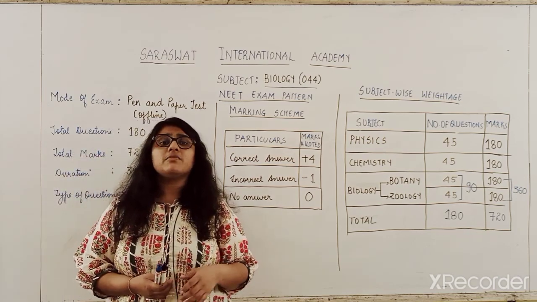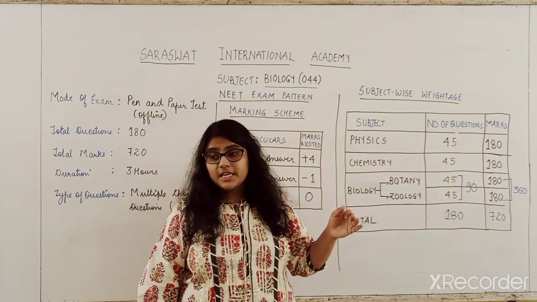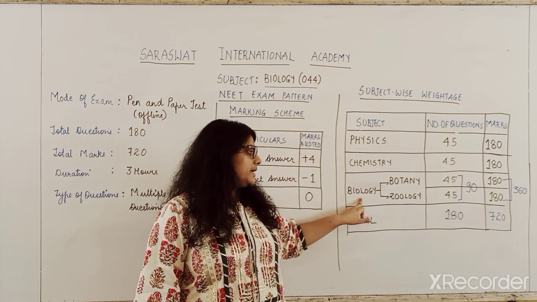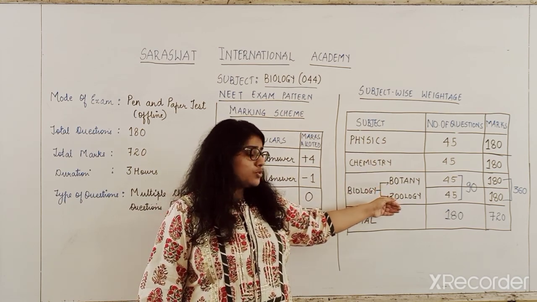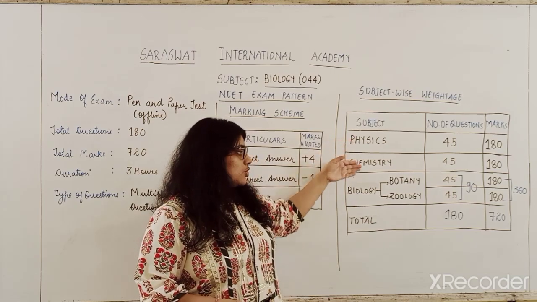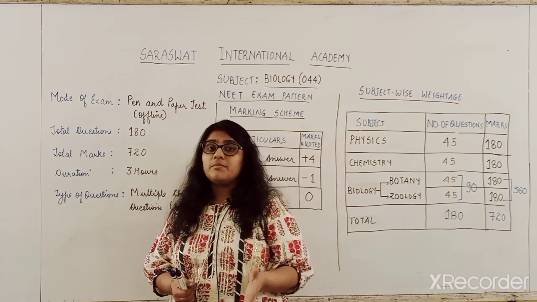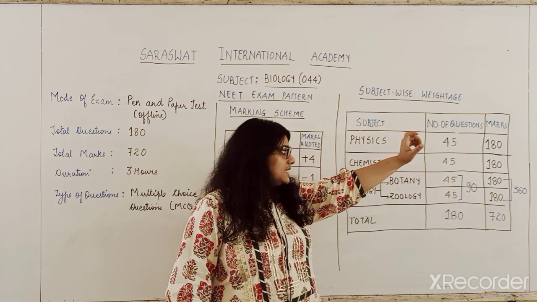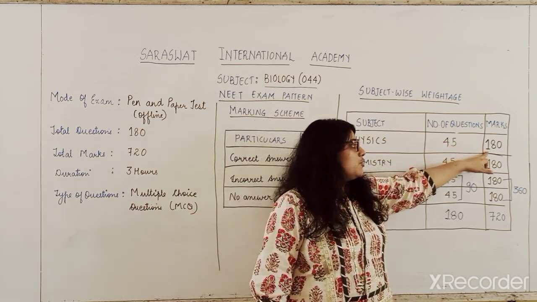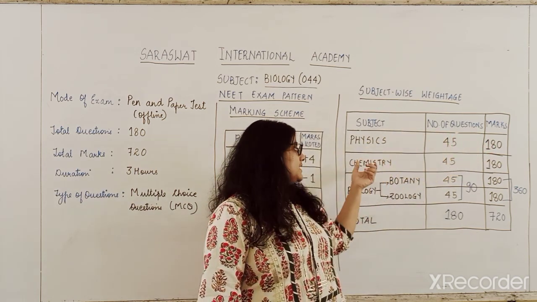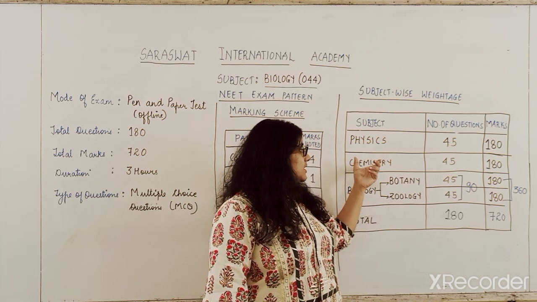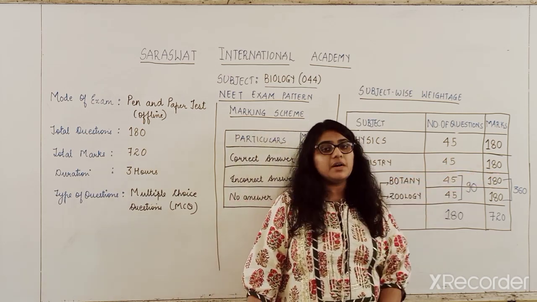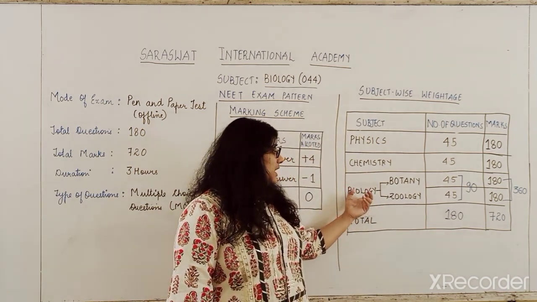Now let us see the subject wise weightage for the NEET examination. In your NEET examination, 3 subjects of your 11th and 12th standard will be included: physics, chemistry and biology. Biology can be further split into 2 categories, botany and zoology. So total 3 subjects. Now let us see the number of questions and the weightage for each subject. There are 45 questions of physics, each question of 4 marks, so it will give you 180 marks. So the physics section is of 180 marks. Same thing for chemistry: 45 questions of chemistry, each of 4 marks, so a total of 180 marks of chemistry. The next one is biology.